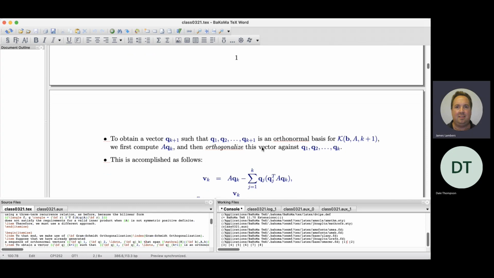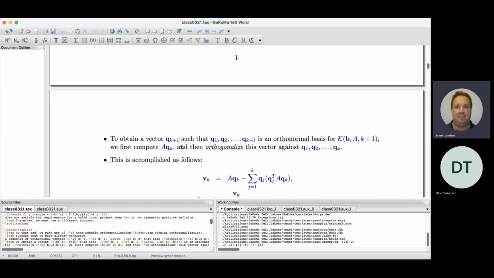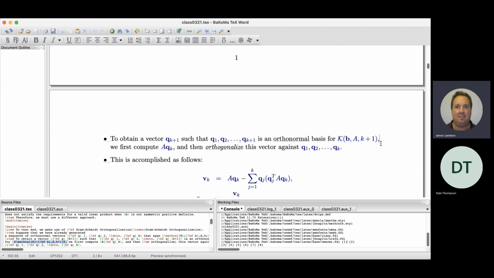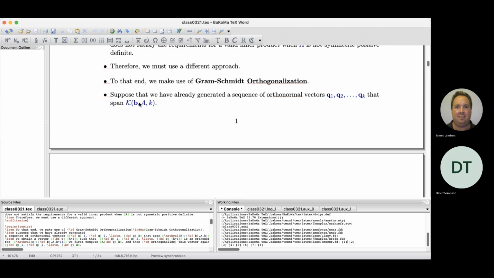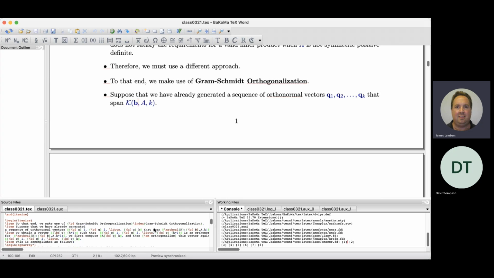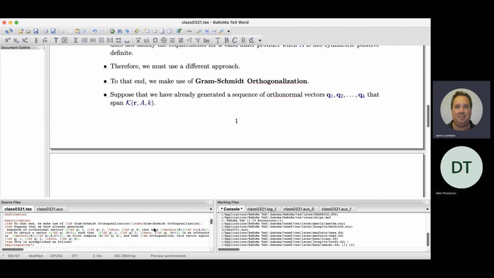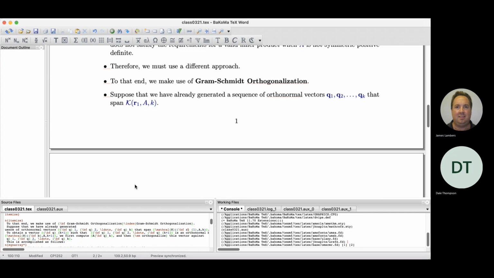So the goal is now to compute qk plus 1. That's a member of this Krylov subspace, but is orthogonal to the previous ones. So keep in mind, if B is the initial vector in your Krylov subspace, actually, I need to fix this. To be more precise, it's not necessarily B. It would be R1, which is the initial residual, which is B if the initial guess is 0, but we don't necessarily want to assume that. So I'll just edit this real quick.